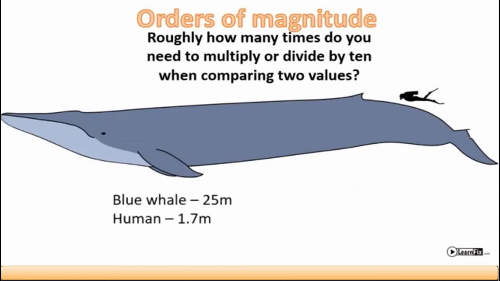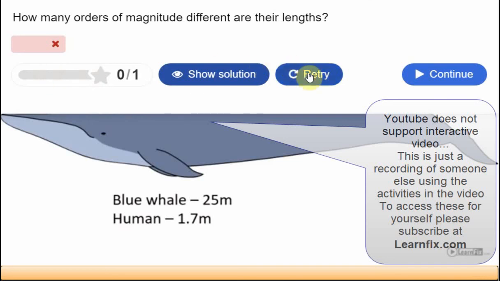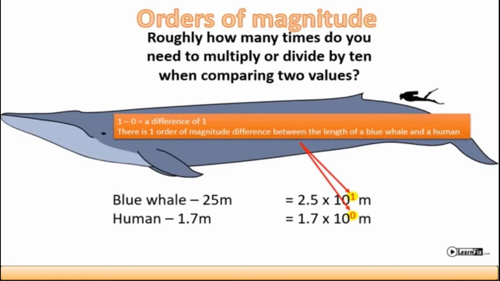See if you can work out how many orders of magnitude different their lengths are. The blue whale is around 25 meters in length. The human is around 1.7 meters in length. So that's 2.5 times 10 to the power 1 and 1.7 times 10 to the power 0. There's 1 order of magnitude difference between their lengths.